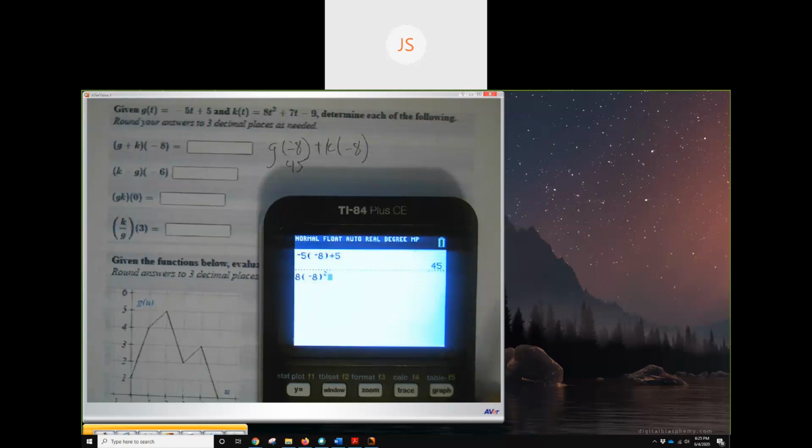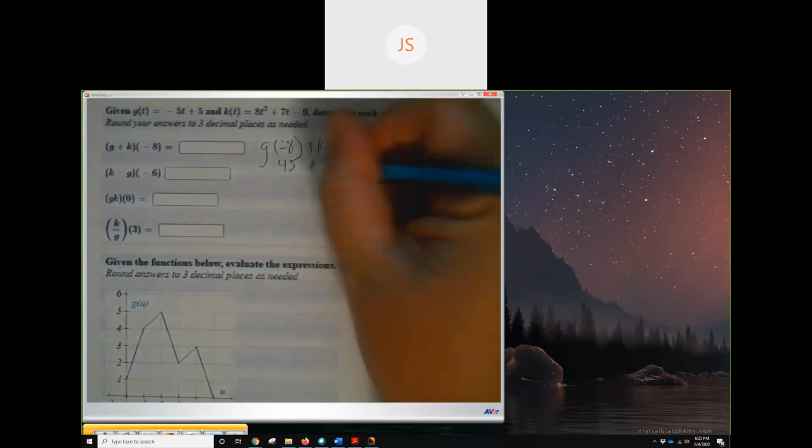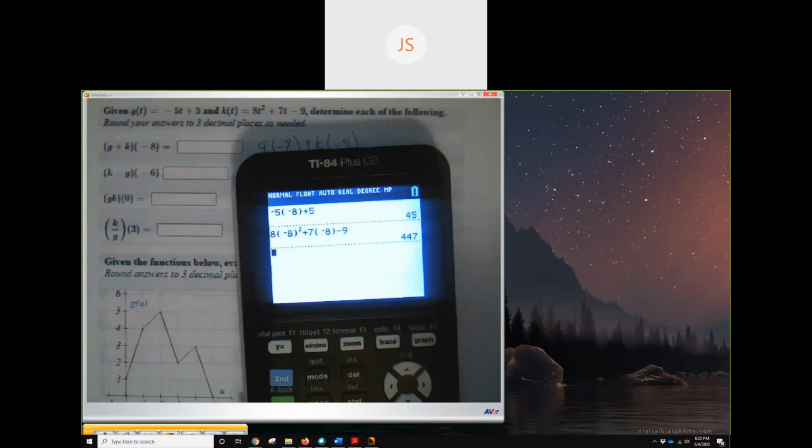And then k of -8 is 8 times -8 squared, plus 7 times -8 minus 9. That's 447. So 447 plus 45 is 492.